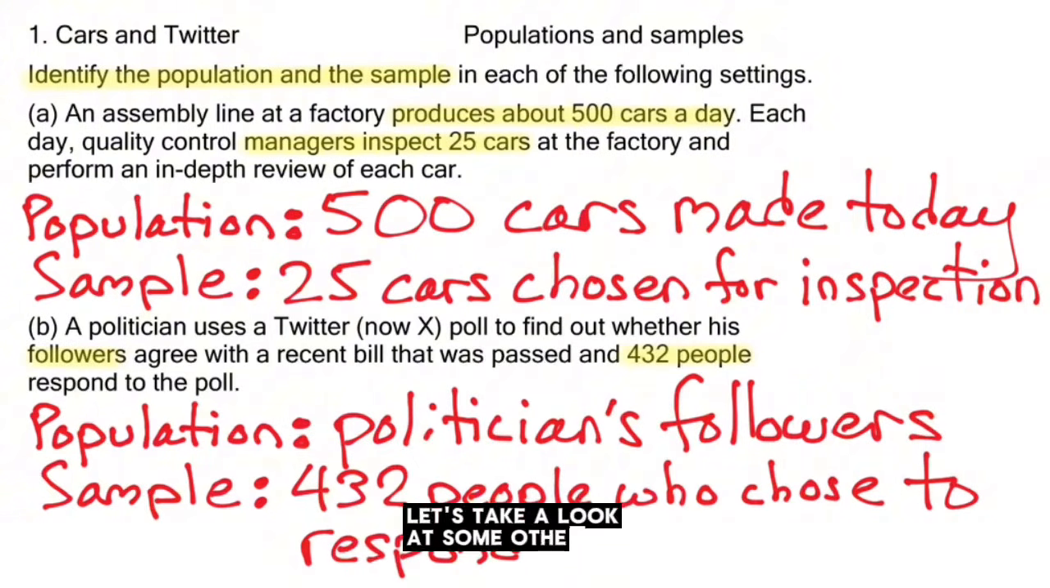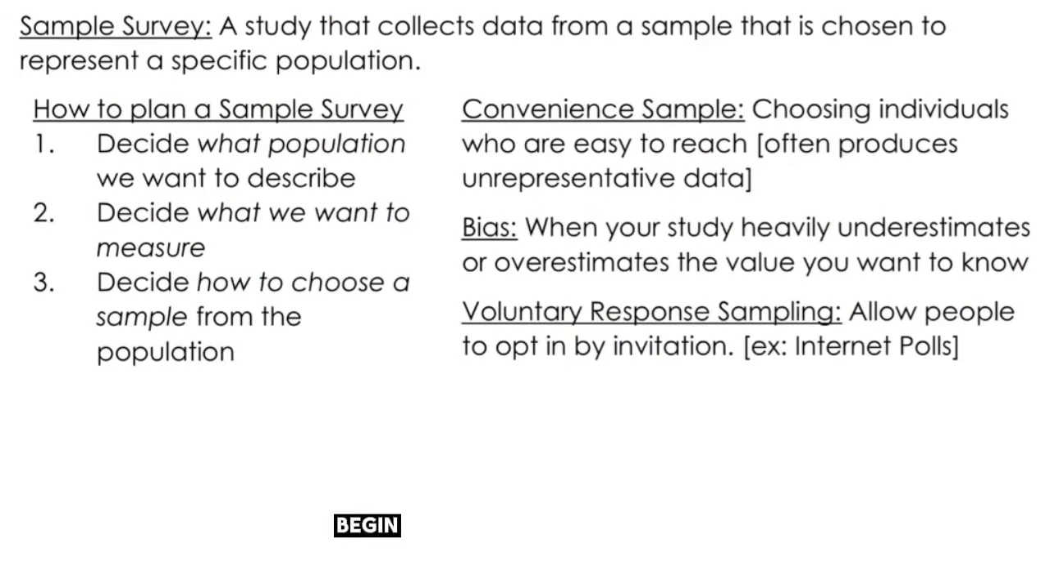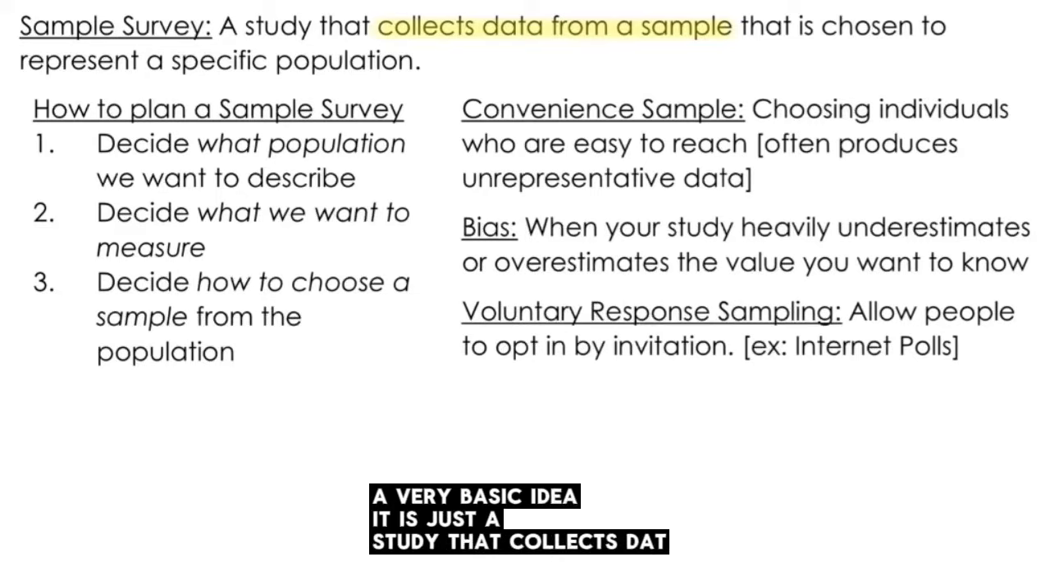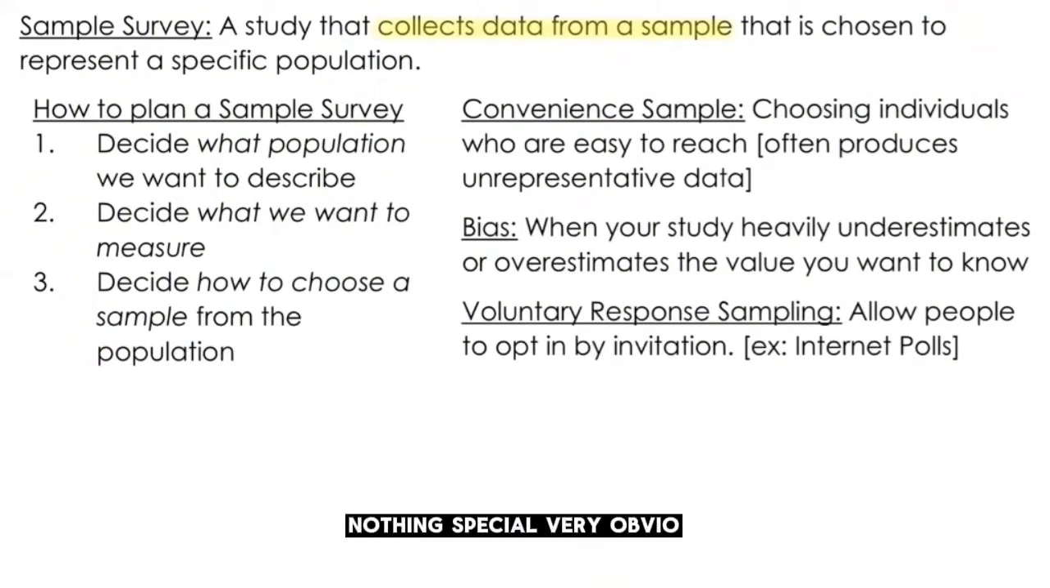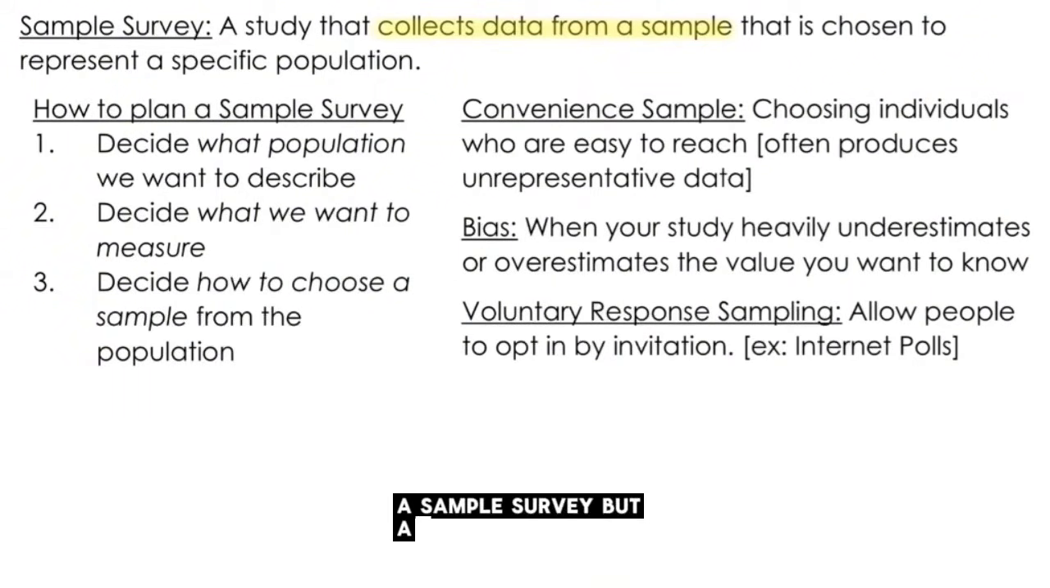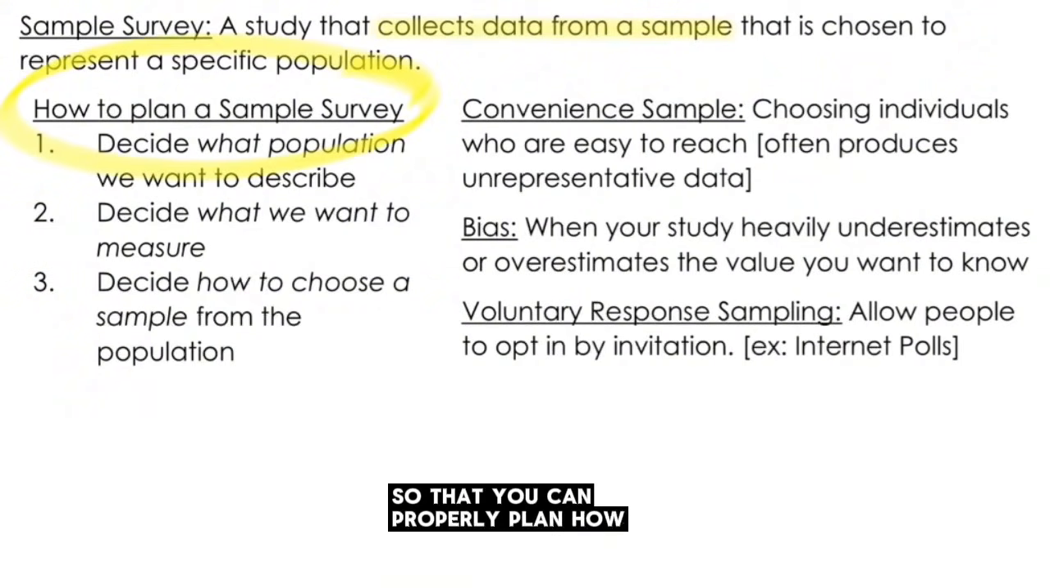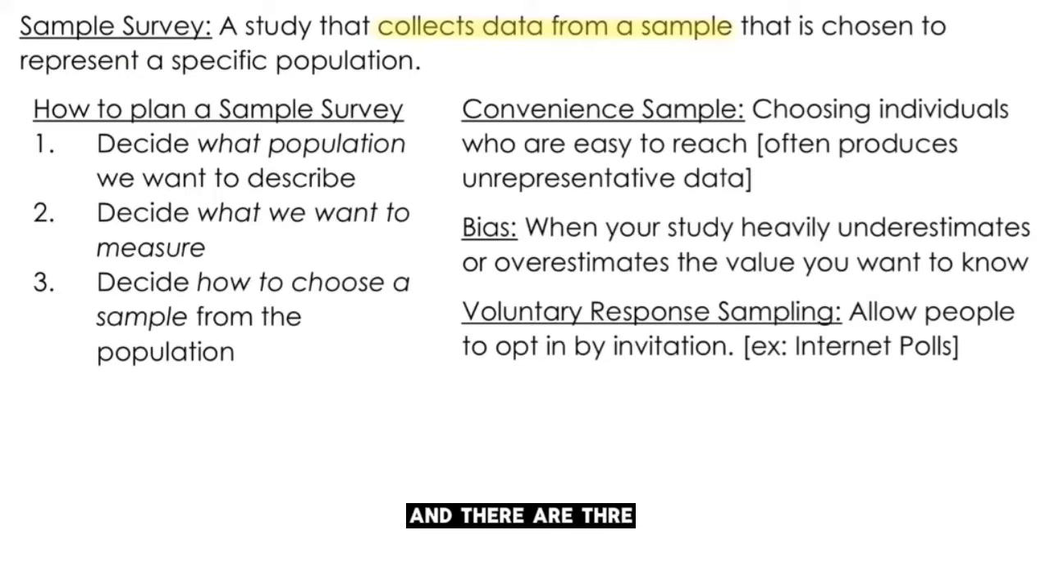Let's take a look at some other ideas that are associated with sampling, beginning with a sample survey. A very basic idea. It is just a study that collects data from a sample. Nothing special, very obvious, a sample survey. But a sample survey does have a procedure so that you can properly plan how to do it and do it correctly, and there are three things to do.